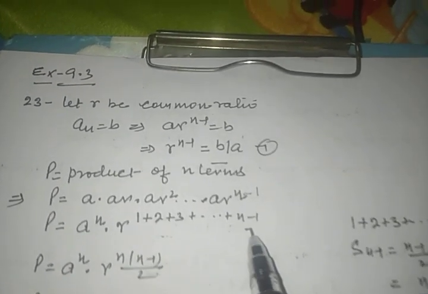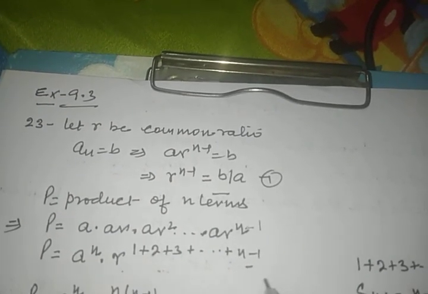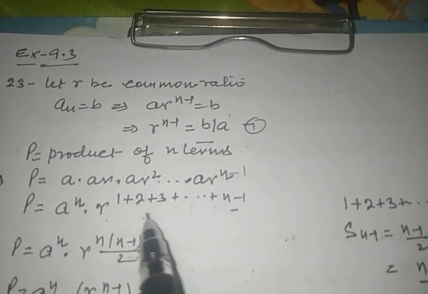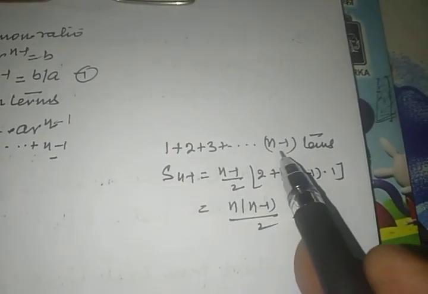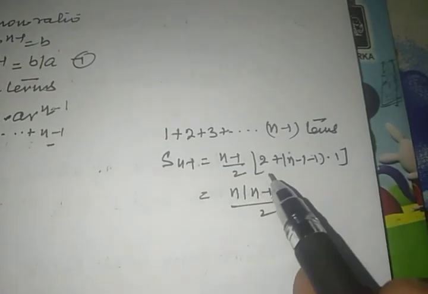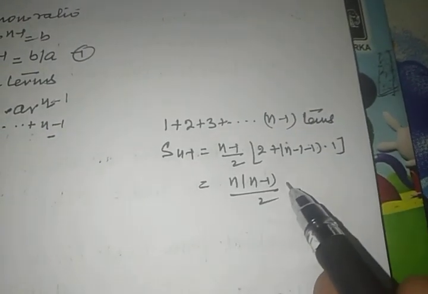See, r is starting from here. Total terms we have n here, but r starts from here only, so n minus 1 terms. Now how to get the sum of 1, 2, 3 up to n minus 1? So 1 plus 2 plus 3 up till n minus 1 terms, it is a simple AP. So the sum will be (n-1)/2 into (2a + (n-1-1)d), where d is 1. So that will be n(n-1)/2.